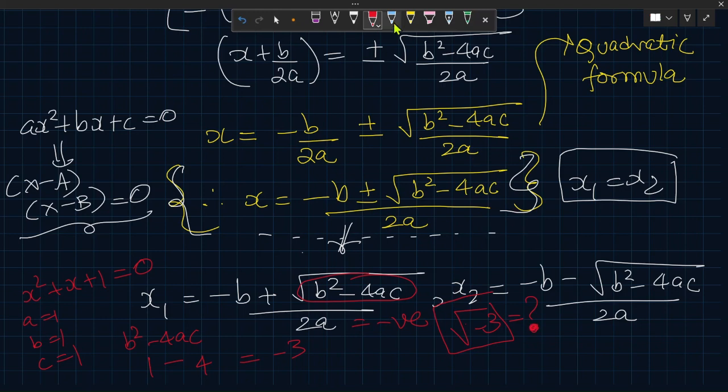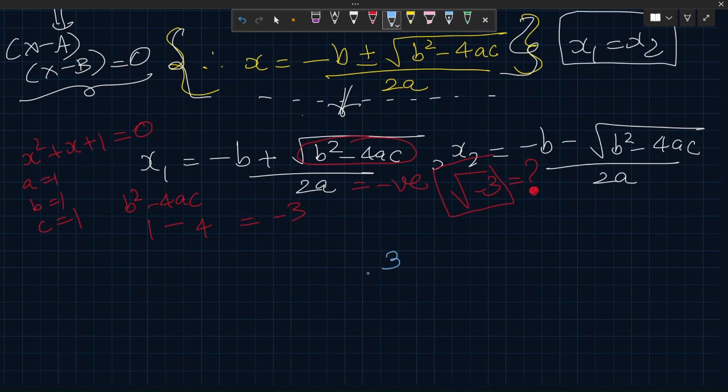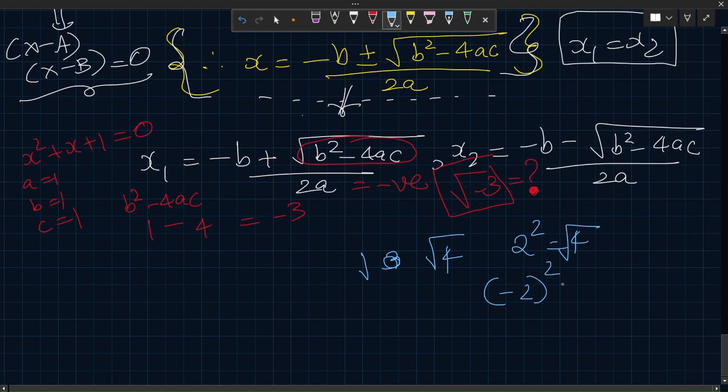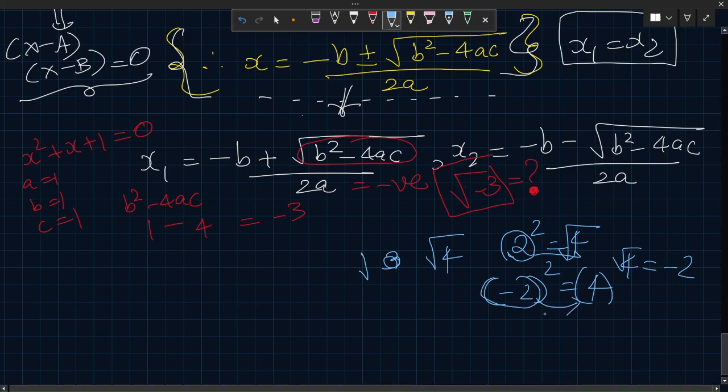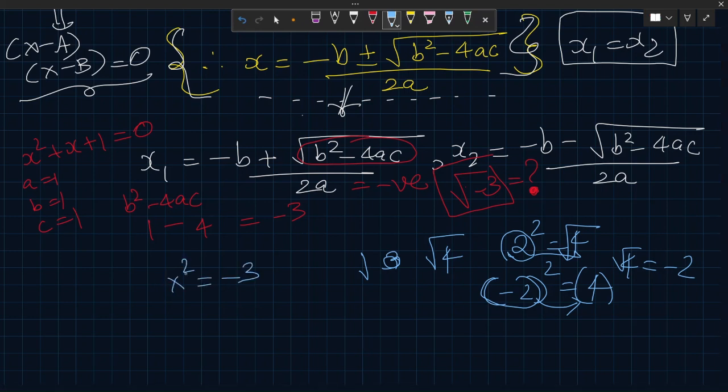You cannot imagine, right? Because if you say the square root of 4, well, 2 squared is 4, which means the square root of 4 is 2. But even minus 2 squared is 4, so the square root of 4 can also be minus 2. But if you square a positive number, you always get a positive number. If you square a negative number, still you get a positive number. So there is no number that, on squaring, will give you a negative number.